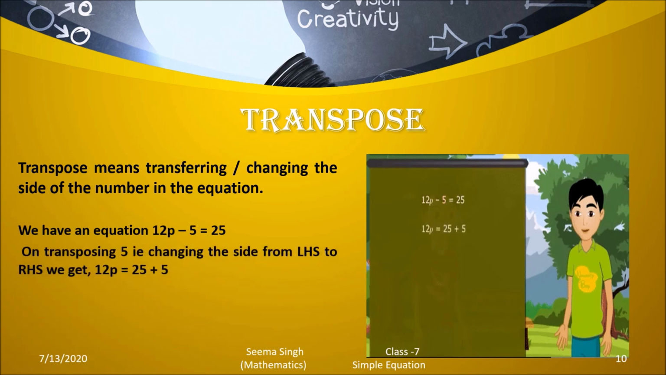On transposing 5, that is changing the side of 5 from the left hand side to the right hand side, we get 12p equals 25 plus 5, which gives us 12p equals 30, and p equals 30 by 12. So we get the value of p as 5 by 2.